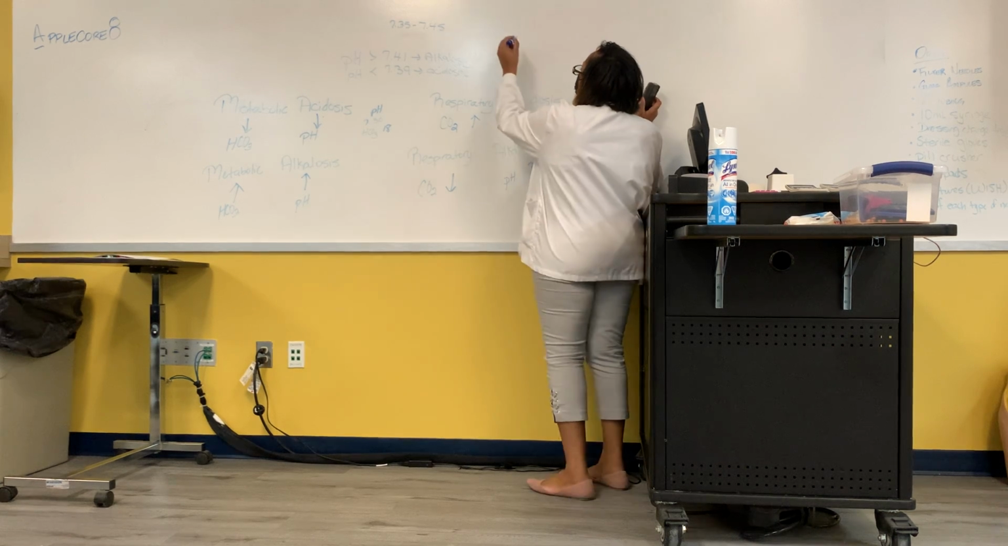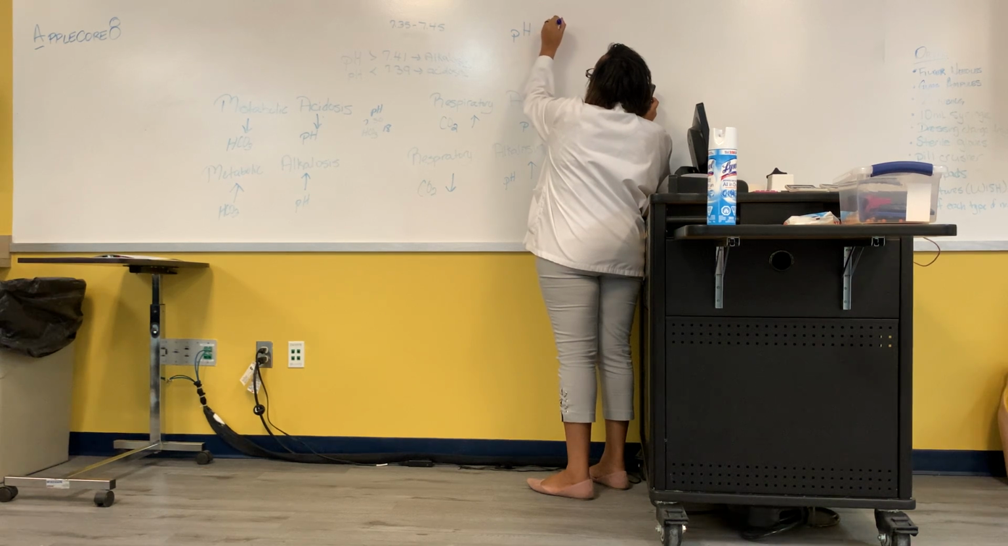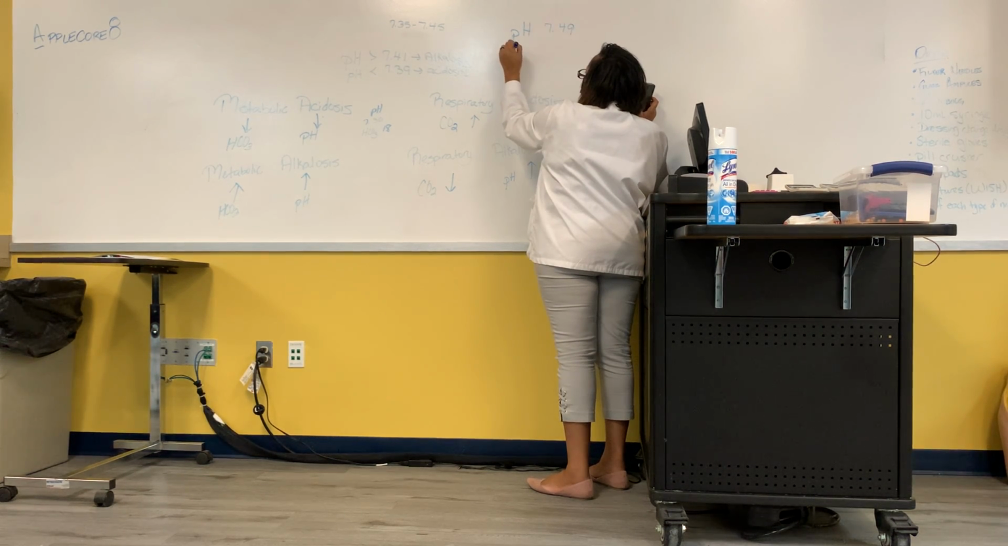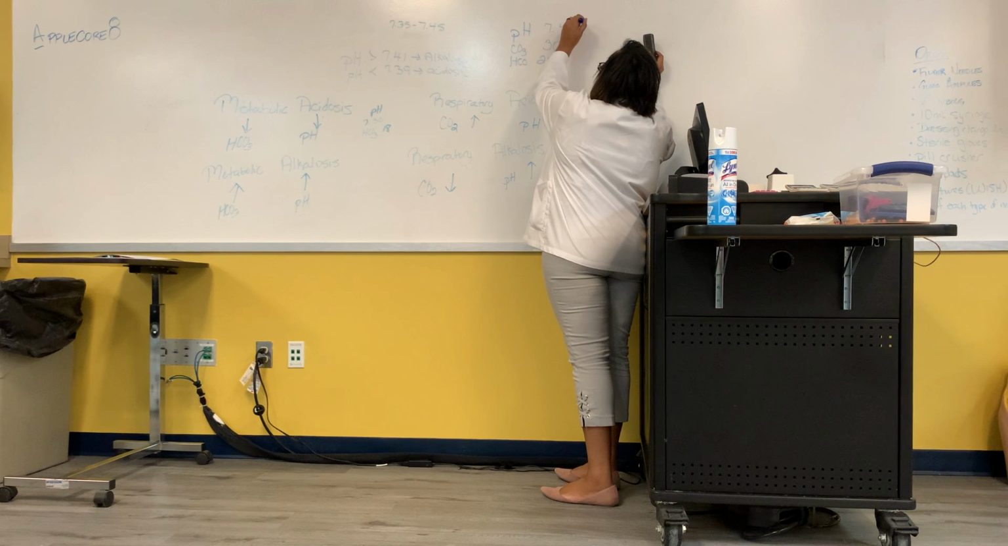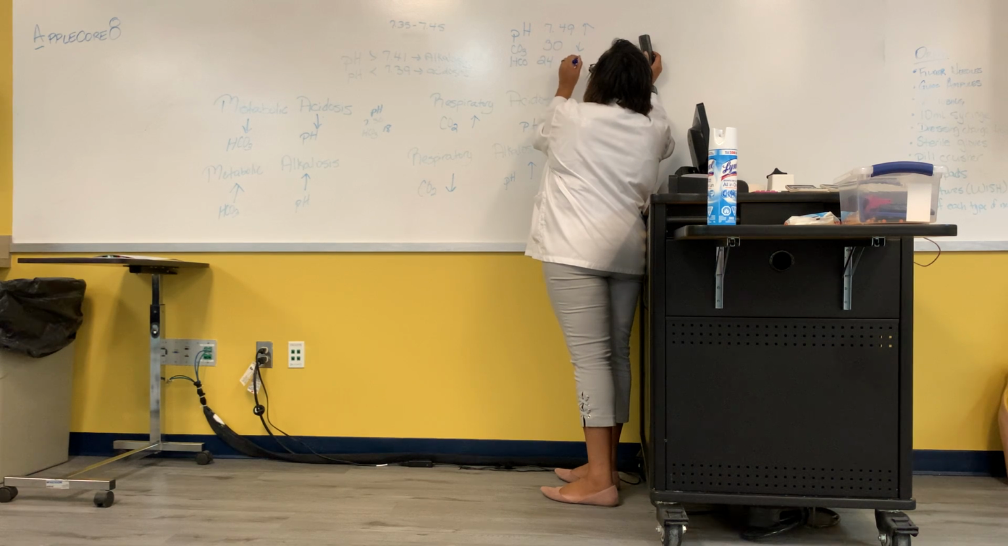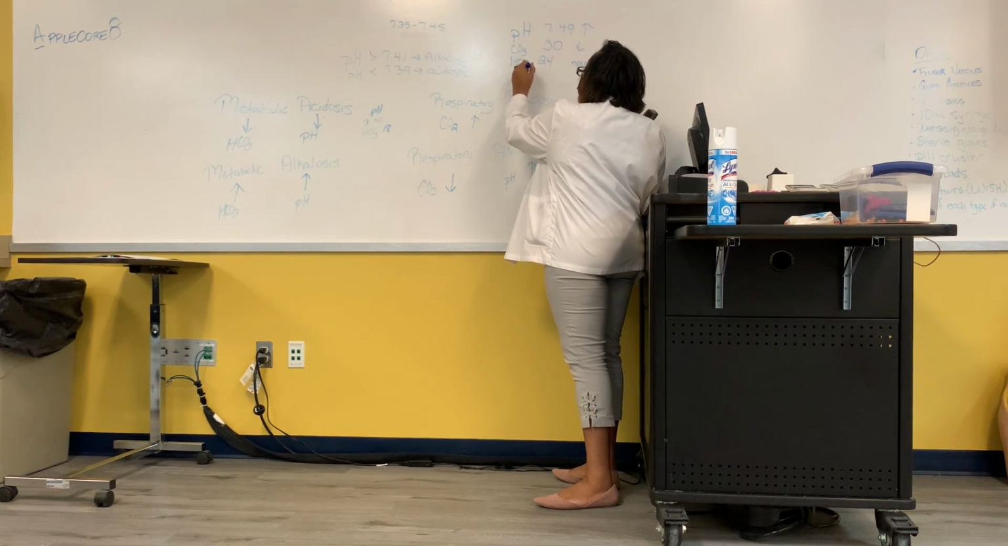So your pH is 7.49, and your CO2 is 30, and the HCO3 is 24. Is it high or low? pH is high. CO2 is low, and that one is high. So if they're going in opposite directions, what does it have to be? Respiratory alkalosis.